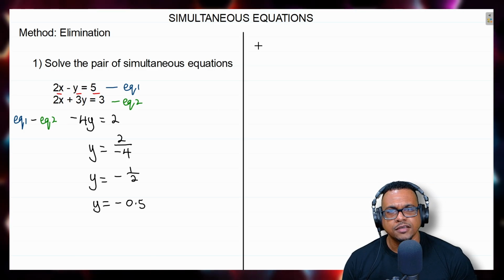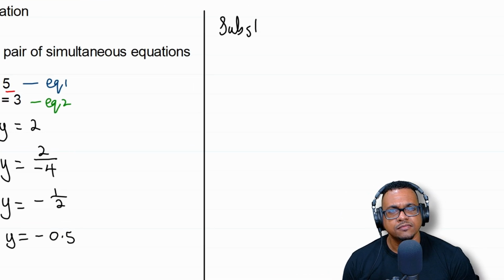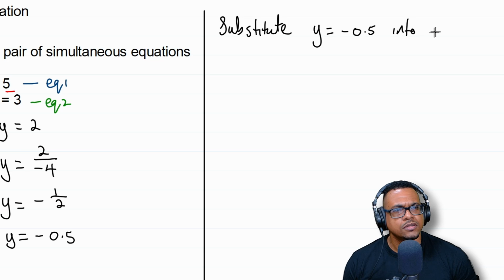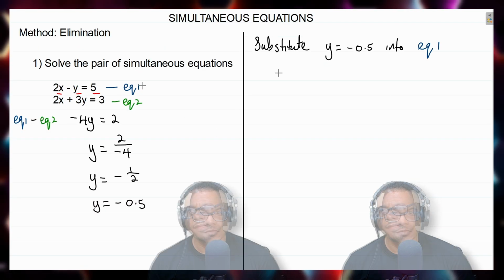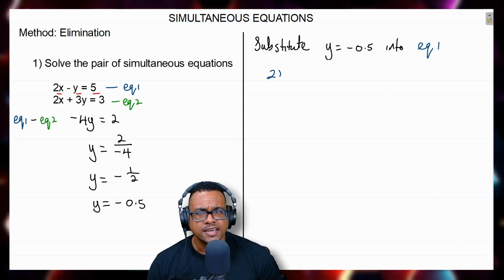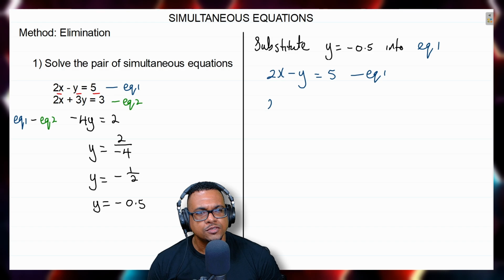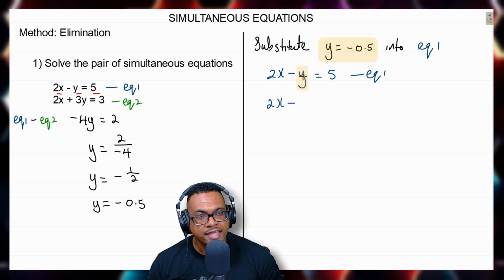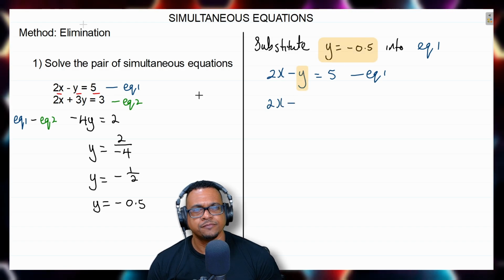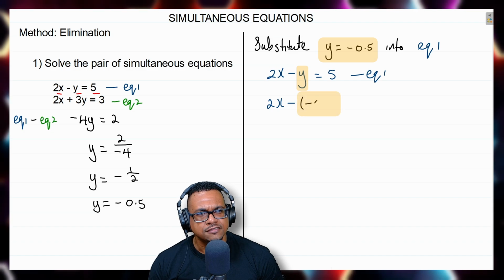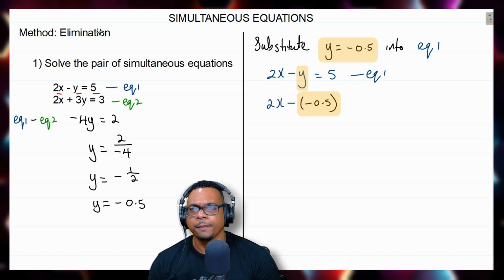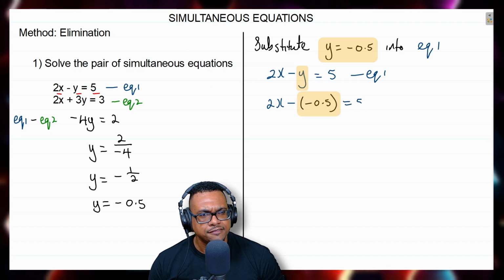So we're going to substitute y is equal to negative 0.5 into equation 1. So equation 1 reads 2x take away y is equal to 5. That's equation 1. So that means 2x take away, and y would be this negative 0.5. So I'm going in brackets, negative 0.5, that's the y, and that's equal to 5.